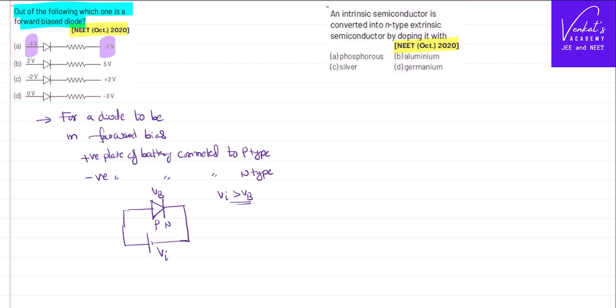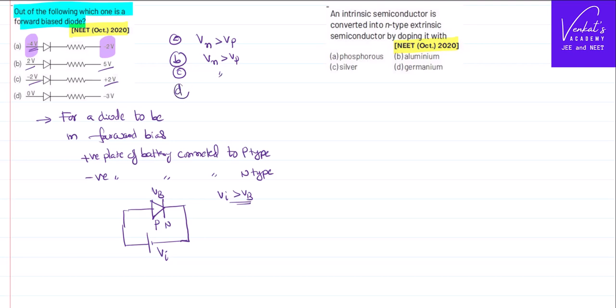So it's very clear that in option A, the voltage available at the n-type is greater than the voltage available at the p-type, because this is minus 4. Minus 4 is less than minus 2. Look at the second option B. This is 2 volts and this is 5 volts. Again, V at the negative, that means n-type, is greater than that connected to the p-type. This is minus 2, plus 2. That's the same condition even for the C also.